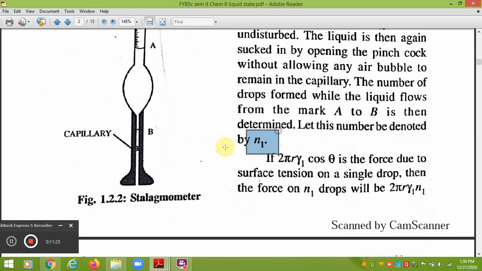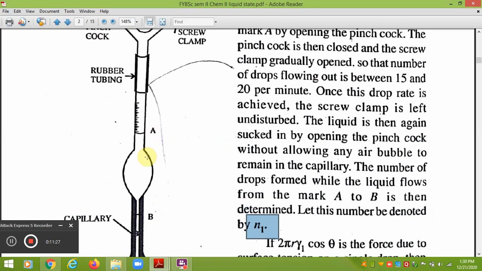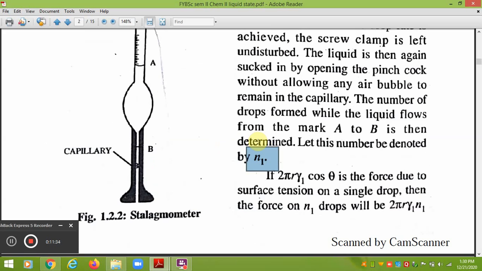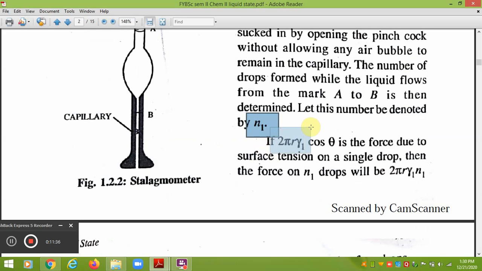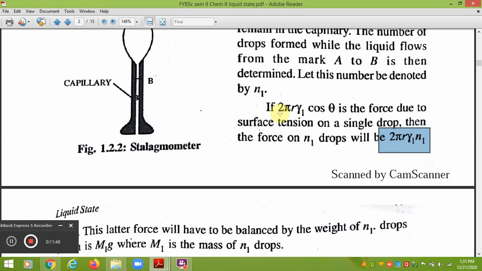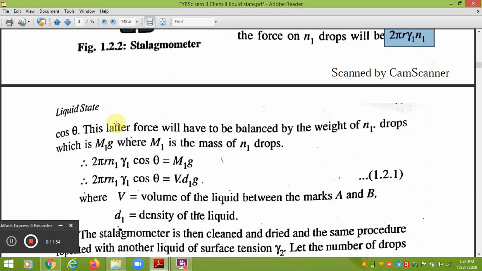So N1 is the number of drops formed from the volume of liquid between mark A and mark B. This is the important thing. If 2 pi r gamma 1 into cos theta is the force due to surface tension on a single drop, then the force on N1 drops will be 2 pi r gamma 1 N1 into cos theta. This is very simple.